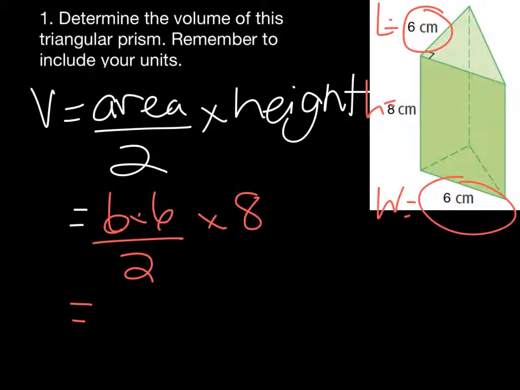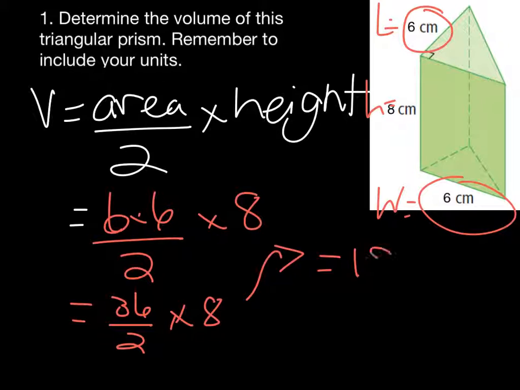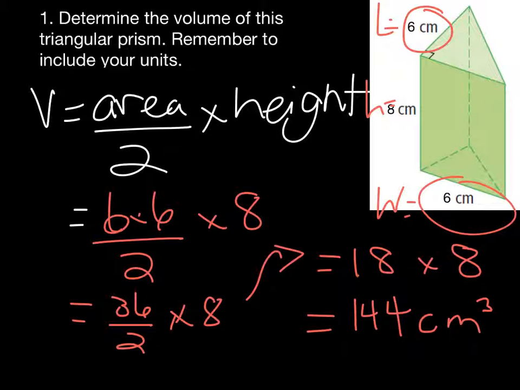All right, let's do the first part here. 6 times 6 is 36. Divided by 2 times 8. Okay, we're going to go over here. What's 36 divided by 2? 18. 18 times 8. And that's going to give us 144. Don't forget your units, centimeters cubed.